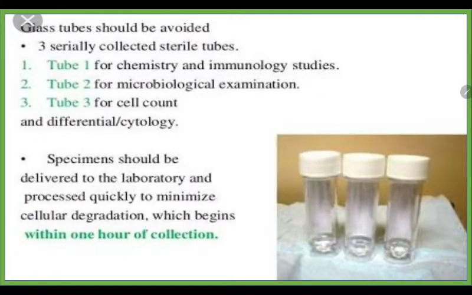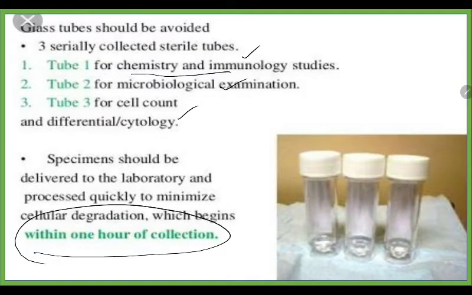After doing the lumbar puncture, we need to collect it in three serial tubes. First tube is for chemistry, chemical analysis and immunological study. Second tube is for microbiological examination. Third tube is for cell count and differential count, as well as for cytology. Whenever we collect it, within 1 hour of collection, it must reach the laboratory.